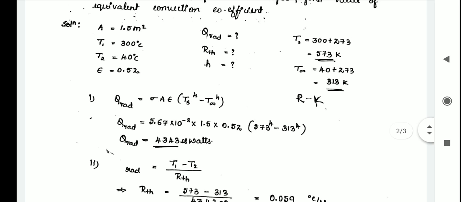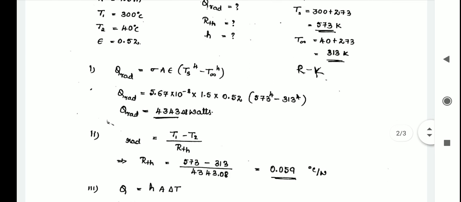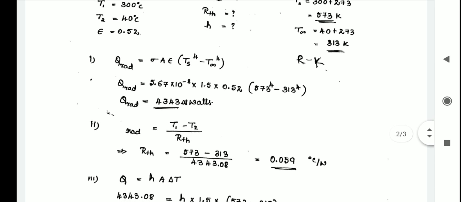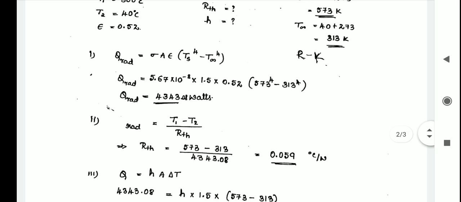The next part of the problem is to find the thermal resistance. Q equals delta T by R thermal, so we have to find R thermal. That is T1 minus T2 divided by Q radiation. T1 is 573 and T2 is 313, divided by Q value 4343.08. So the thermal resistance you will get is 0.059 degrees Celsius per watt.